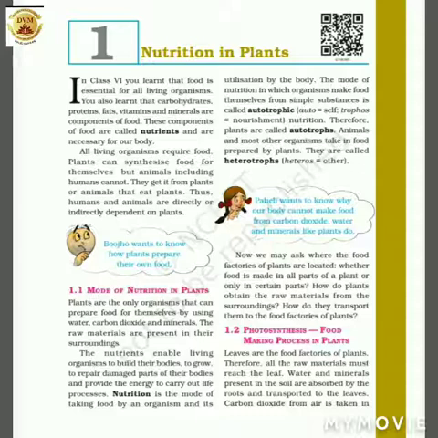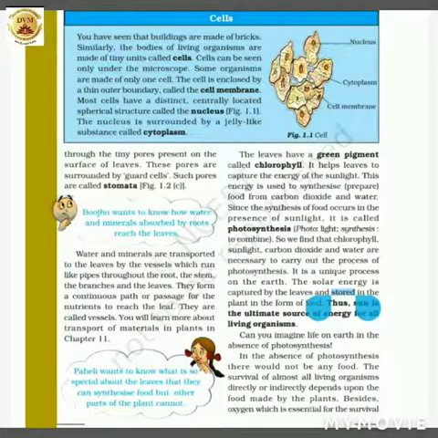These raw materials should reach the leaves of the plant. Leaves are the food factory of plants, therefore all the raw materials must reach the leaf. Water and minerals present in the soil are absorbed by the roots and transported to the leaves. Carbon dioxide from the air is taken in through the tiny pores present on the surface of the leaves.